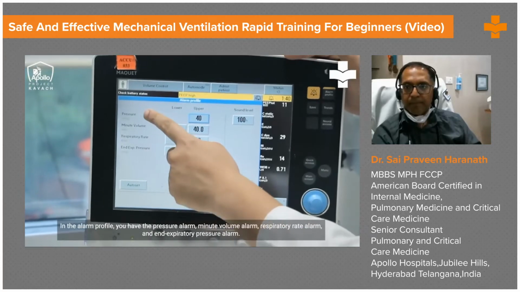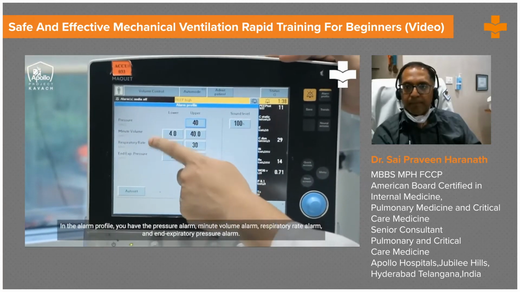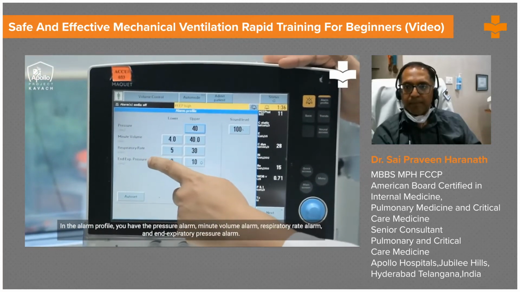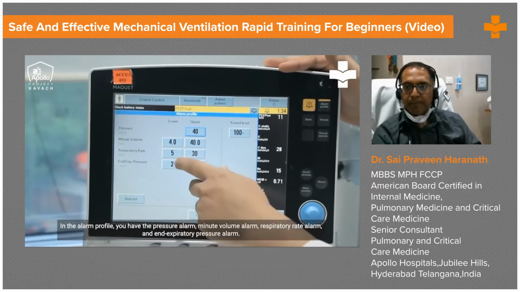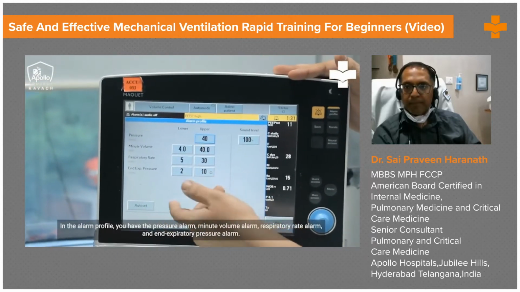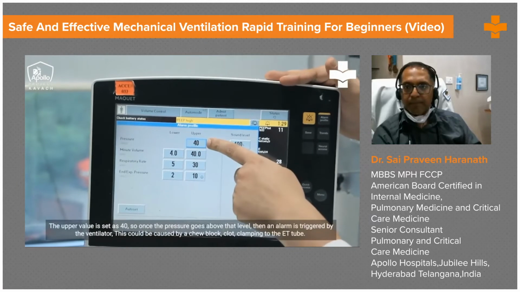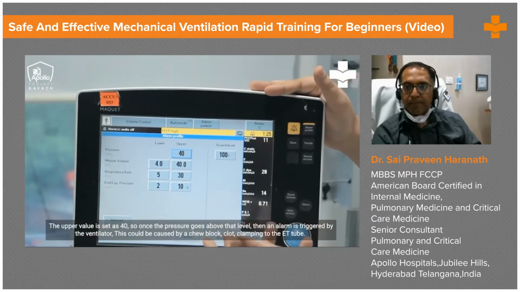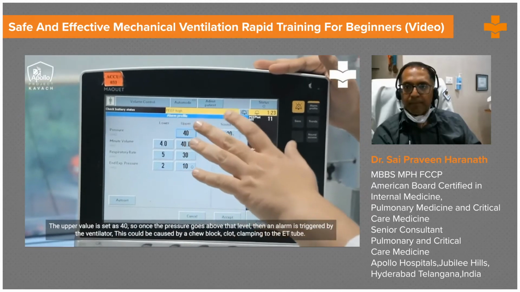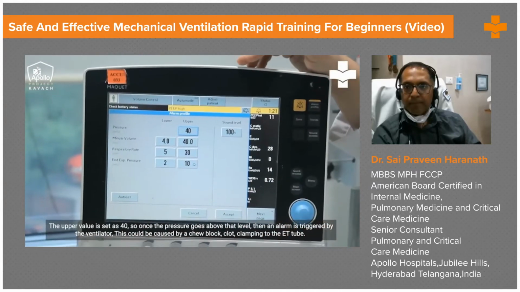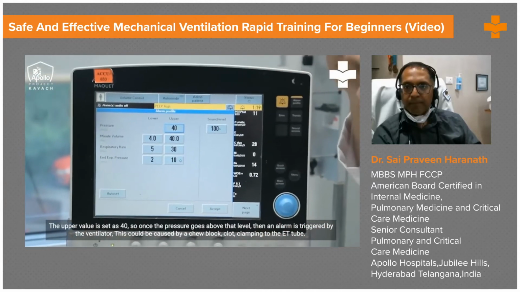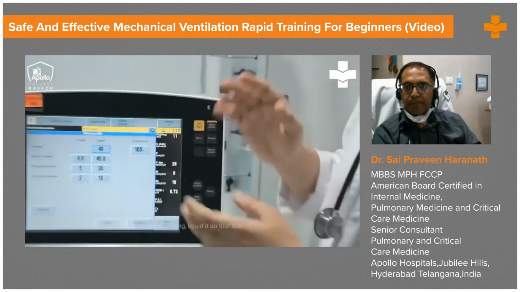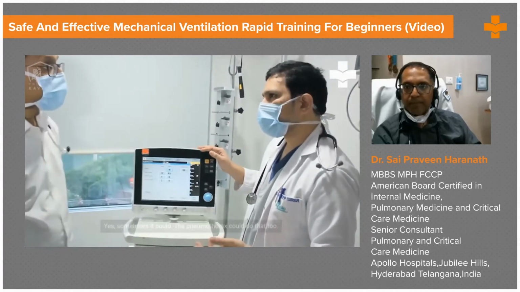So here we can see one is a pressure alarm, minute volume alarm, respiratory rate alarm, and end expiratory pressure alarm, which shows the pressures inside, just like any PEEP. Okay. So here we have set around 40 as the upper value. So once your pressure goes above 40, then the ventilator shows you an alarm. It could be a tube block, or it could be because of a clot, maybe a clamping of your ET tube. Maybe a collapsed lung could do that too? Yes, sometimes it could, like a collapse.